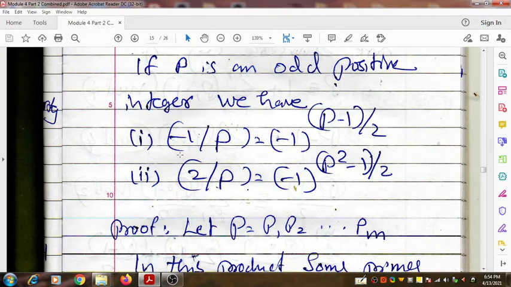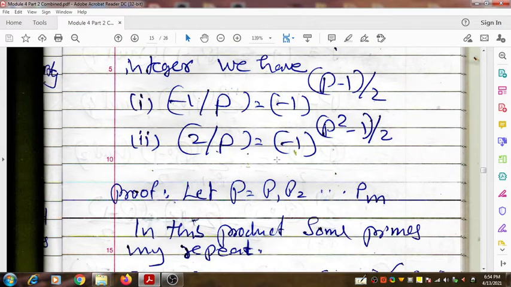First result says that -1 bar P is equal to -1 raised to P minus 1 by 2. And the second is 2 bar P equal to -1 raised to P square minus 1 divided by 8 actually. Here you have to correct, this is a writing mistake. Here instead of 2 we have 8, we have to take 8.